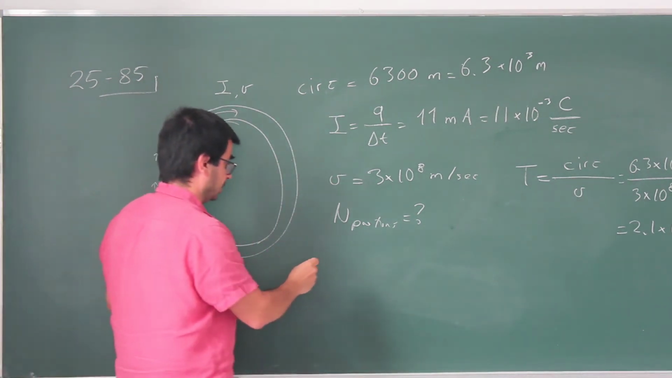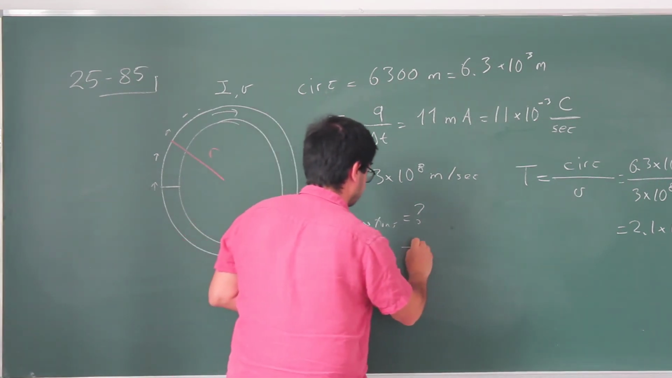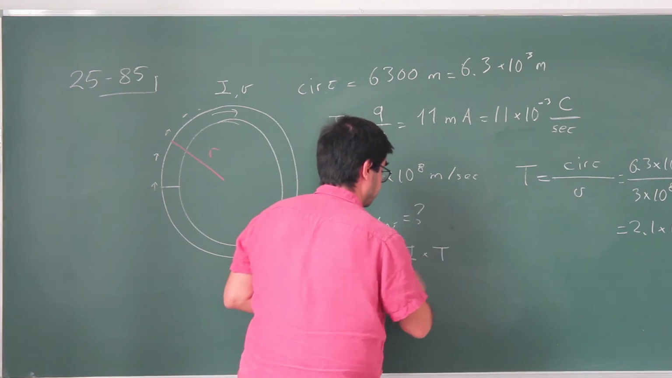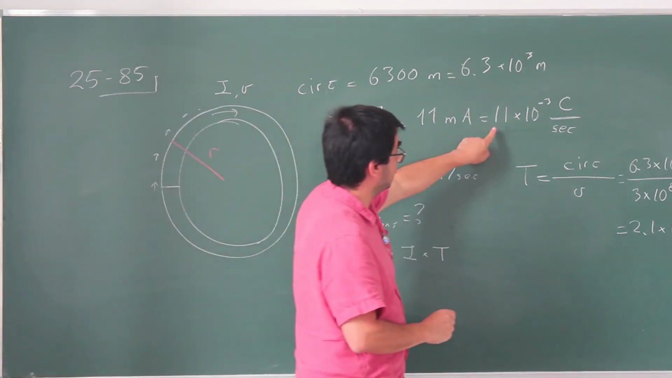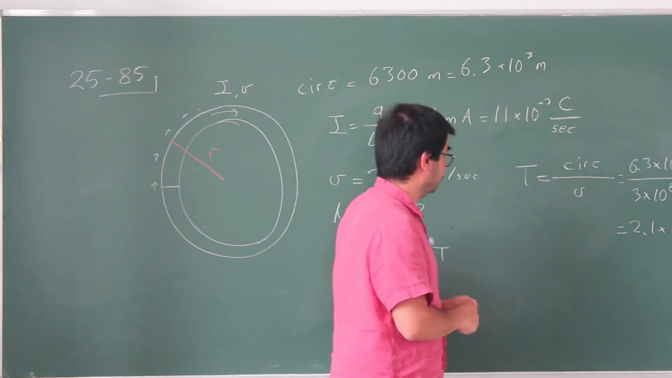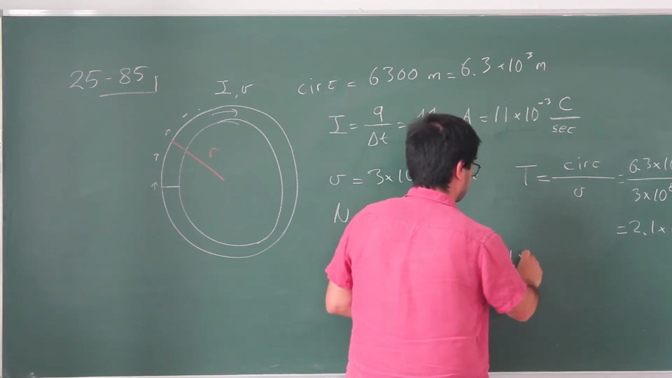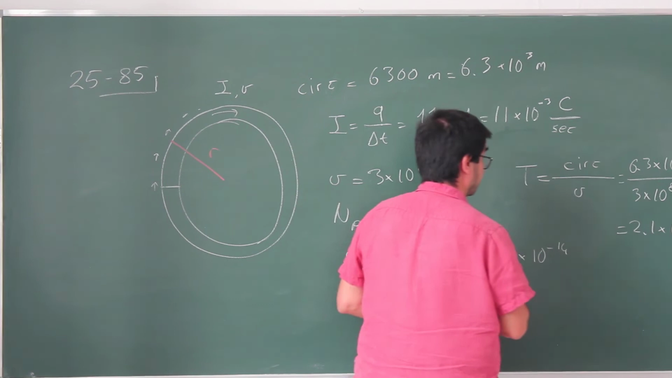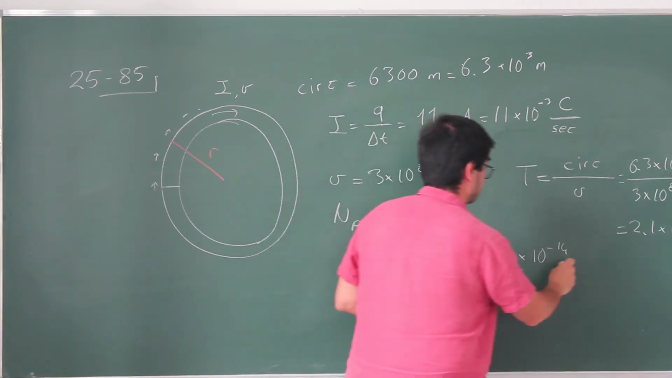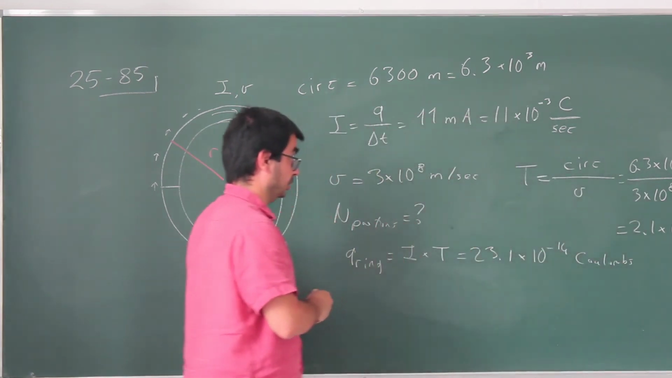So the charge in the ring is going to be the current in the ring times the period. Okay? And you can multiply these two, so 11 times 2.1 is going to be 23.1 times 10 to the minus 14 coulombs. Okay? So this is the total charge in the ring.